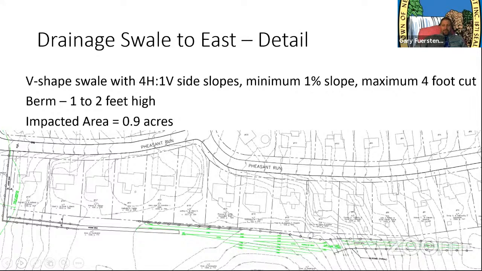Here is a blow up of that area that we're talking about. It consists of a V-shaped swale with 4-to-1 side slopes, a minimum channel slope of 1%. Maximum cut of, I think, about 4 feet here. It consists of a berm 1 to 2 feet high, and the impacted area is just a little less than 1 acre.